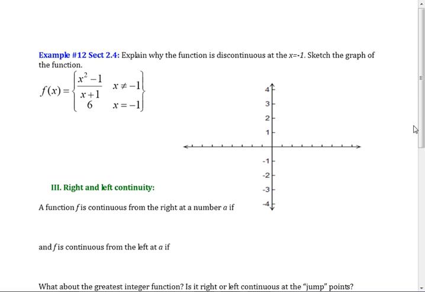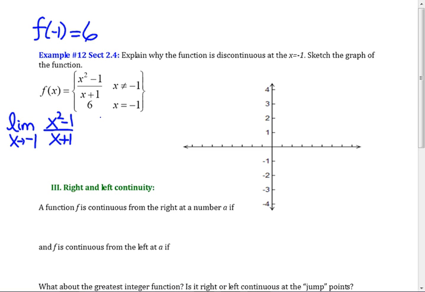What is f of negative 1? It's 6. Clearly that exists. So the next thing you check for is the limit. So I need to take the limit as x approaches negative 1 of this function, x squared minus 1 over x plus 1. First, what do we always do? Substitute. So you get what? You get 0 over 0. That means there's a hole.